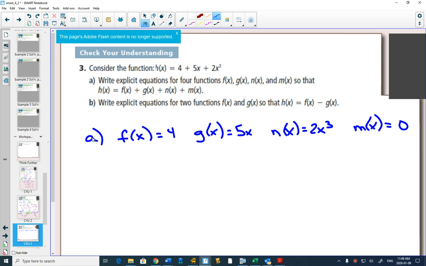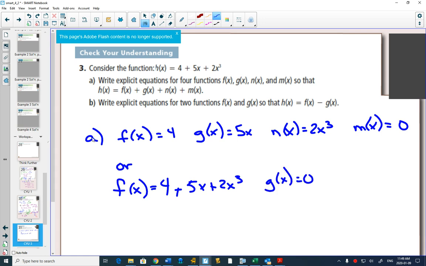Now, the reason that these aren't necessarily good questions, could you see that you could have made f of x the whole thing that you wanted? 4 plus 5x plus 2x cubed. What would all the other ones be then? 0. Right? Could they mark you wrong in this question? No. This is perfectly fine.